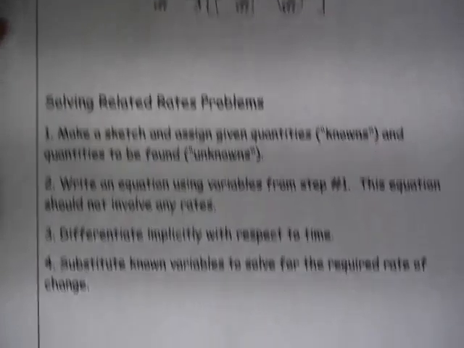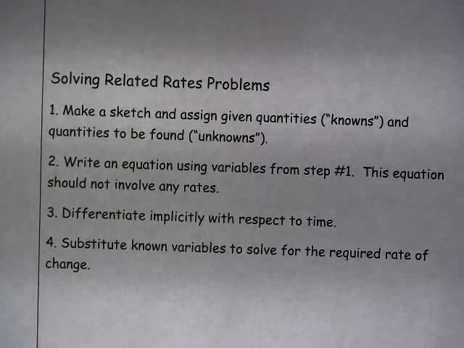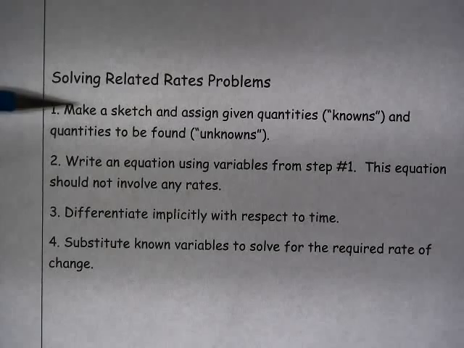All right, the general rules for solving related rates problems. We're going to make a sketch and assign given quantities. We have knowns and unknowns, just like in a physics problem. We're going to write an equation using variables from step 1, and this equation shouldn't involve any rates, so we're just writing an equation relating the amounts or the quantities themselves. Then we're going to differentiate implicitly with respect to time, and then we can substitute what we know to find out our unknowns.